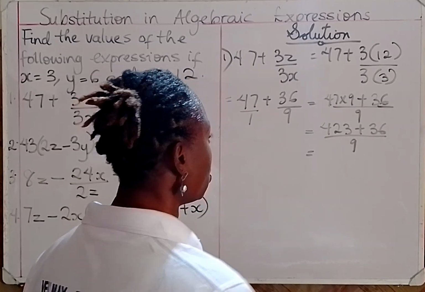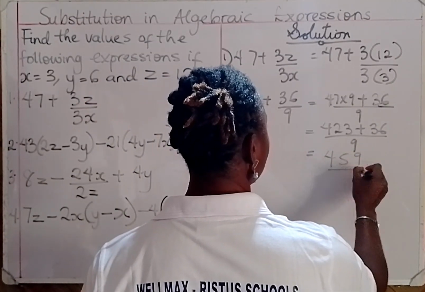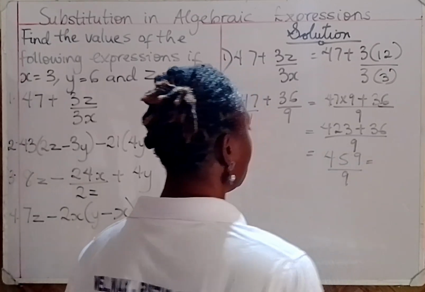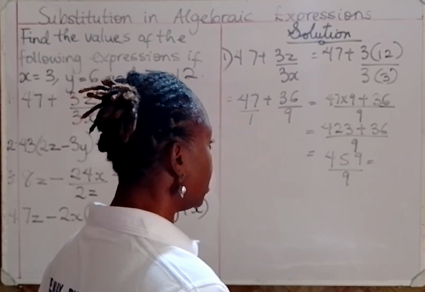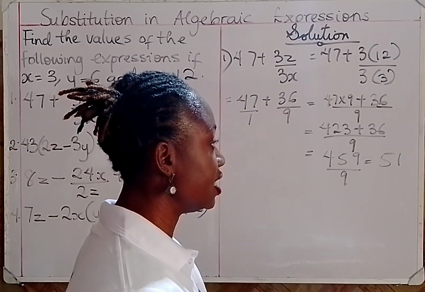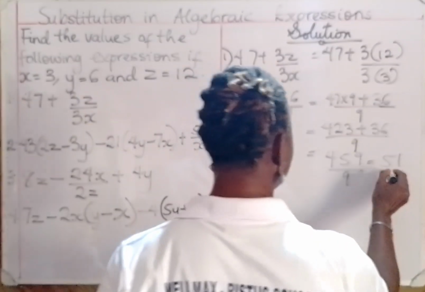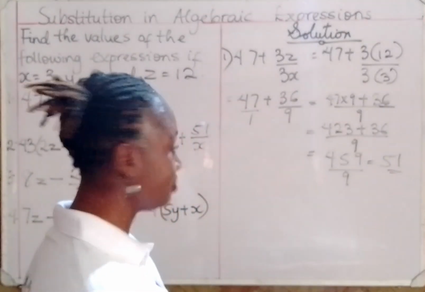423 plus 36 is what? 459 divided by 9. 459 divided by 9 is, the answer here is 51. So that's the final answer for question 1. I hope this is very easy.